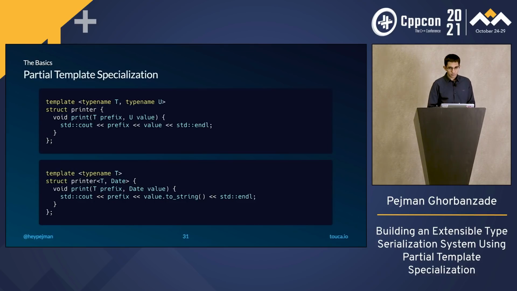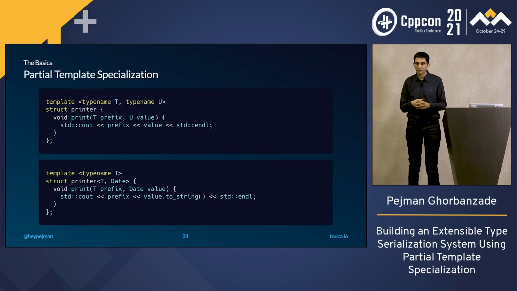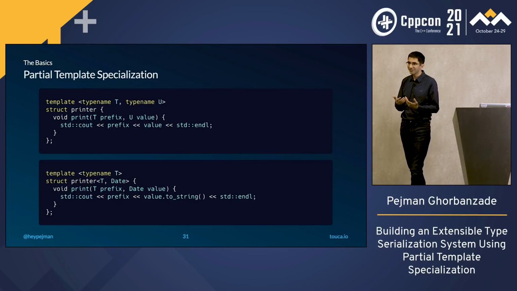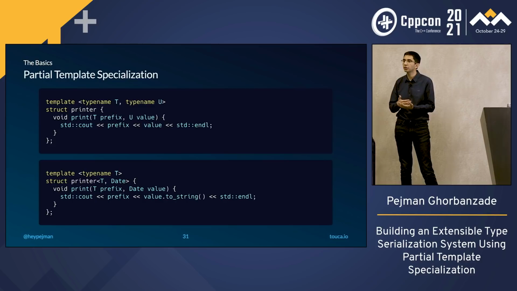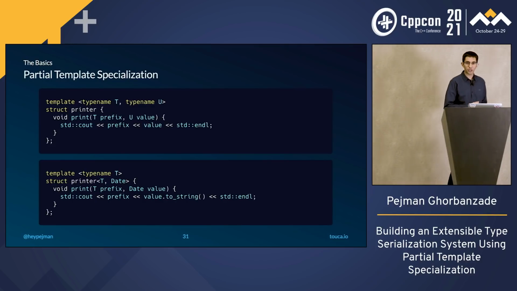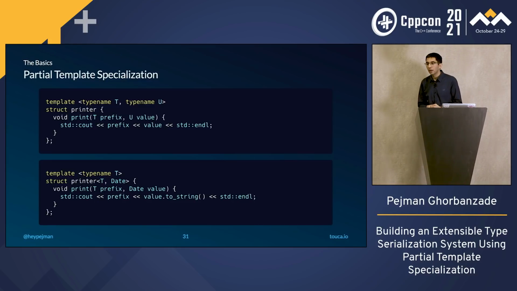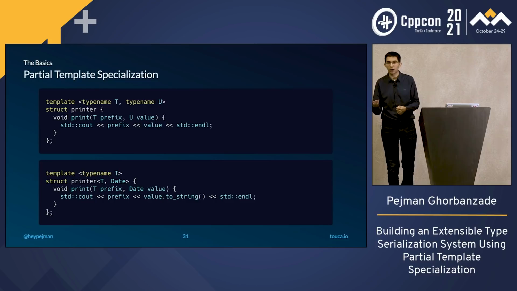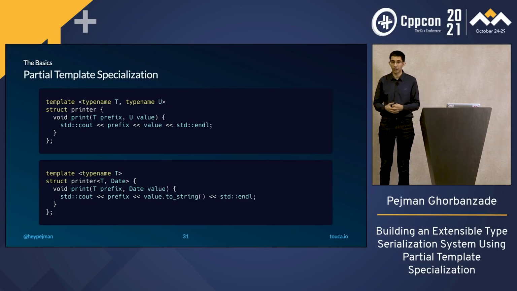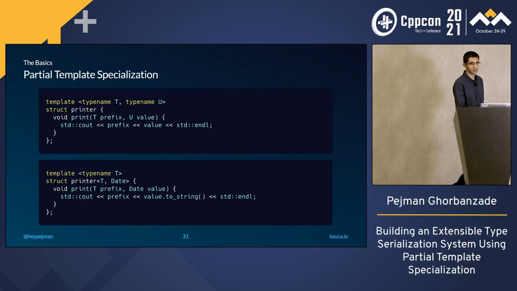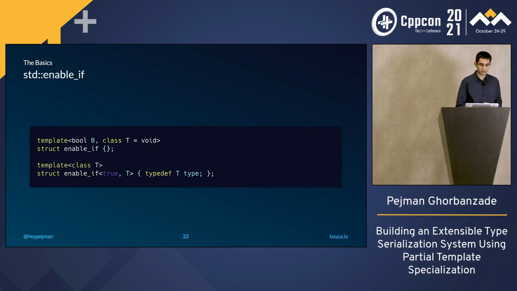So the way that we can achieve this is through partial template specialization, where we define multiple type parameters, and then we can partially specialize some of those type parameters. In this case, I'm specializing the date parameter as the second type, which allows me to make sure that every time I use date as the second parameter when I call a printer, it would use this specialization instead of the primary template.